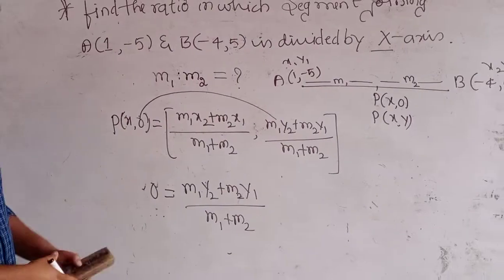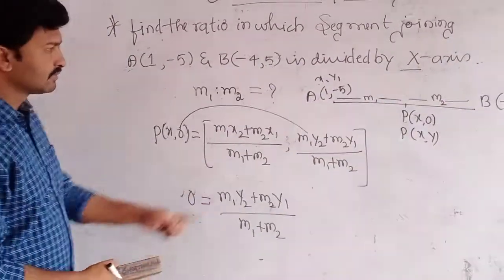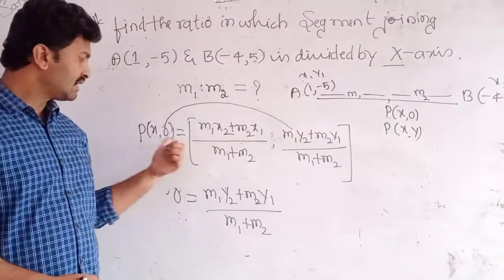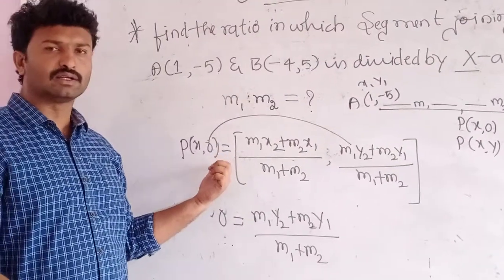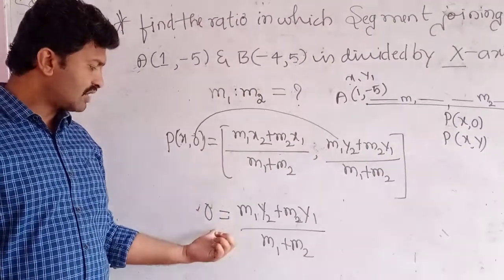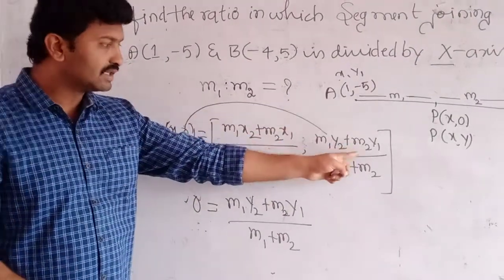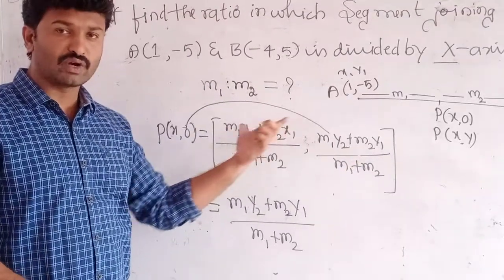Just substitute the values of y1 and y2. Here don't consider the first ratio, because the x coordinate is not there. We know only the y coordinate. That's why we have to consider the second coordinate: 0 equals this y coordinate. Consider the corresponding values.